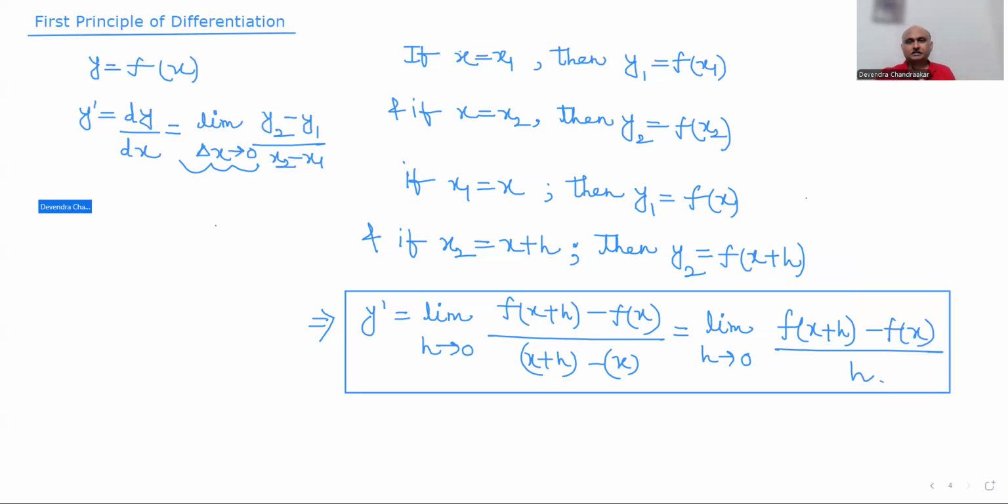Noted. Yes, sir. Now if you have noted it, let's apply this in one question and then I'll give you the formulas for differentiation. Okay. So if y is equal to, say, x square plus 2x plus 3, let's write it like this. So this is y is equal to f of x.